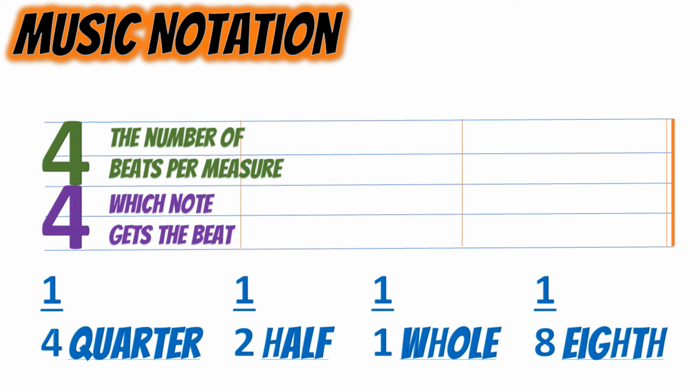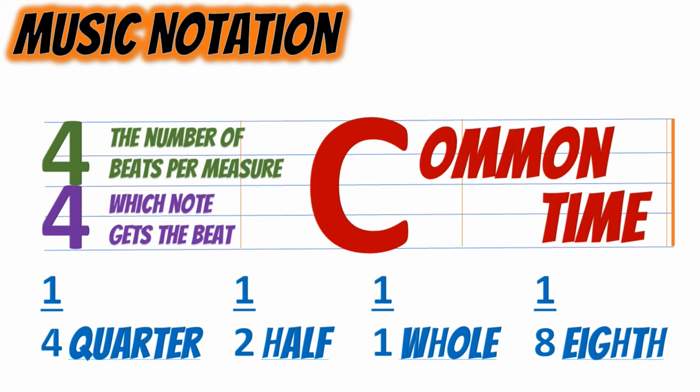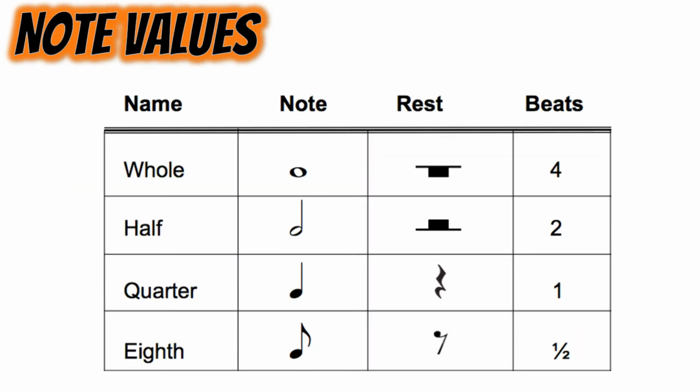So sometimes instead of writing 4/4, we use C as a shorthand. That stands for common time. So now let's review note values. On the screen you'll see 4 different types of notes: a whole note, half note, quarter note, and 1/8 note. You'll also see the rests that correspond with each note, and how many beats each of those notes and rests get in common time. So let's put some music notation and note values together and make some musical math.